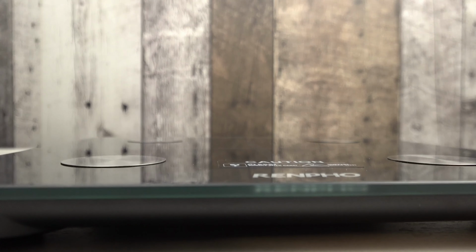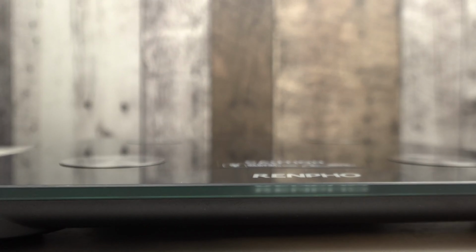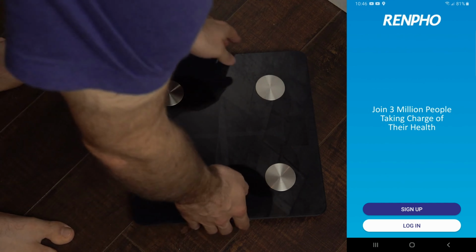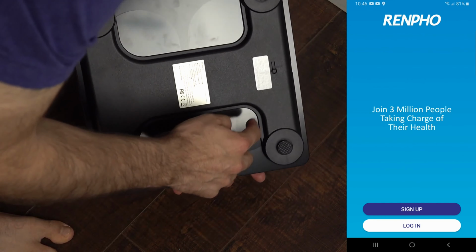Of course, every product has its own strengths and weaknesses, so everyone should of course decide for themselves which scale suits them best, and of course their own wallet.